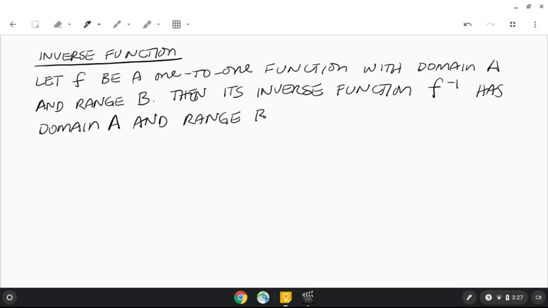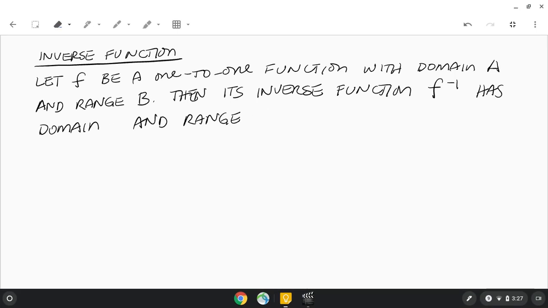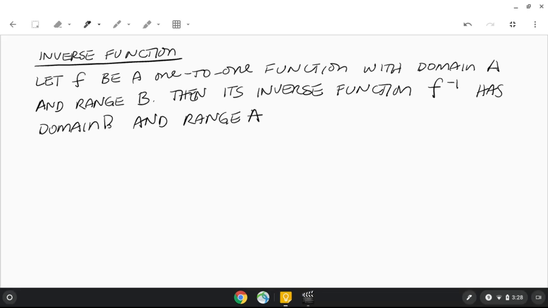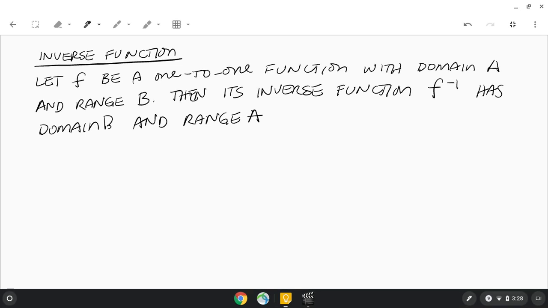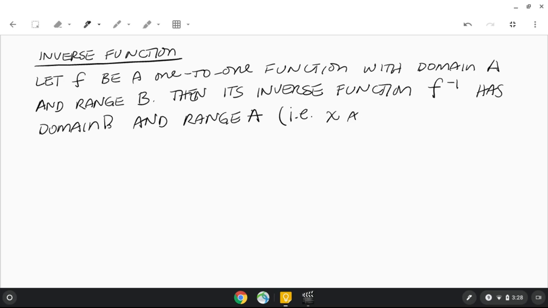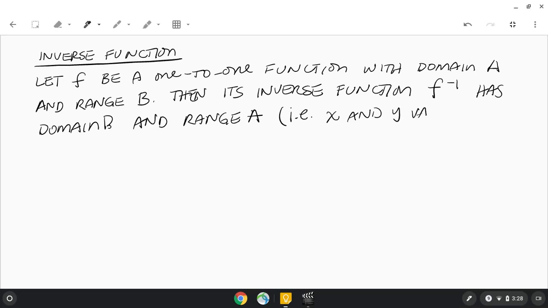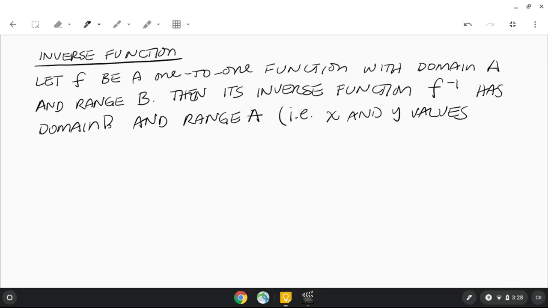Oops, sorry. We're supposed to switch that. Got all excited about making the emphasis. Okay, so what this is basically saying is that the x and y values actually switch, okay? And you'll see this idea come up when we talk about finding inverses.